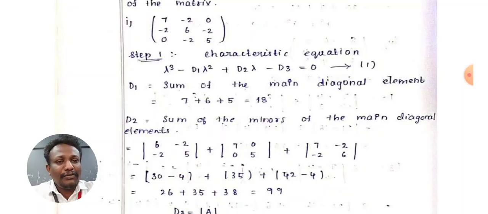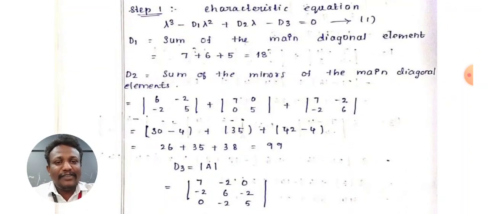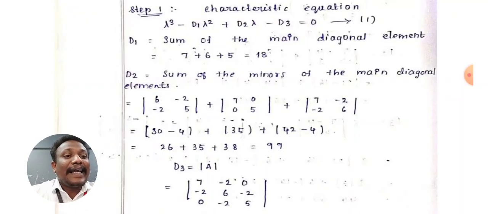Let us move to find d2. To find d2, our formula is the sum of the minors of the main diagonal elements. In my previous video, it is clearly explained how to find the sum of the minors of the main diagonal elements, so I am going to use the same concept here. After simplifying, I got the result 99.